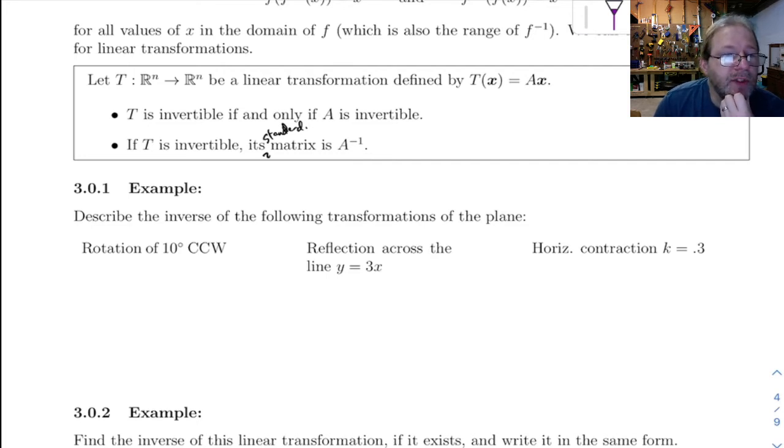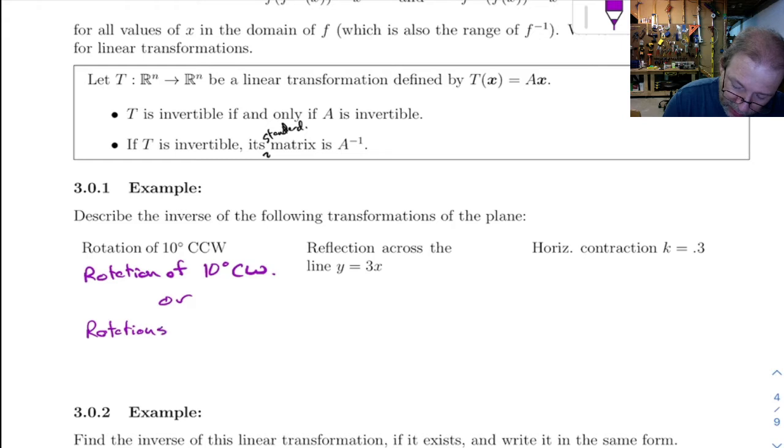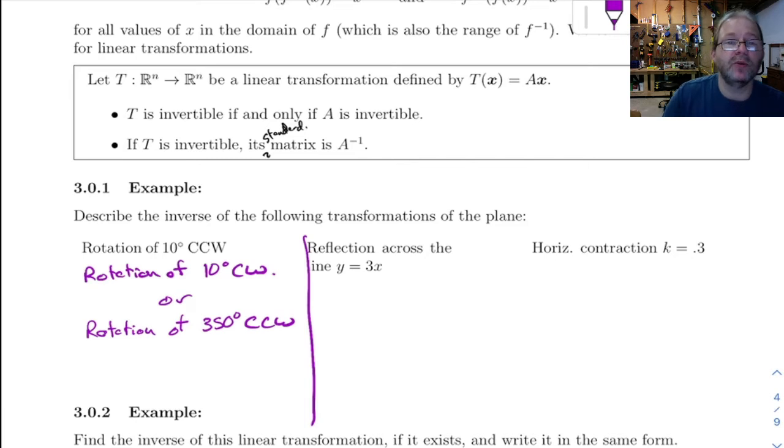So on this, we're really just going to talk about it in terms of what it does to the plane. If you have a rotation of 10 degrees counterclockwise, the inverse of that would be a rotation of 10 degrees clockwise. Or, this is the same thing, just another way of describing it, you could also call it a rotation of 350 degrees counterclockwise, because both ways will turn the plane back to where it originally was.